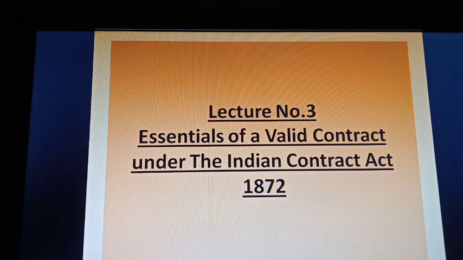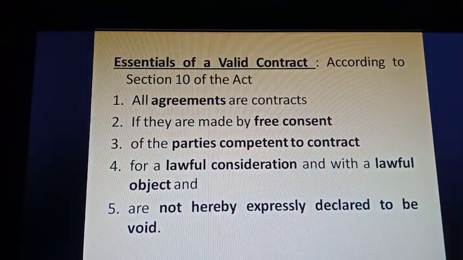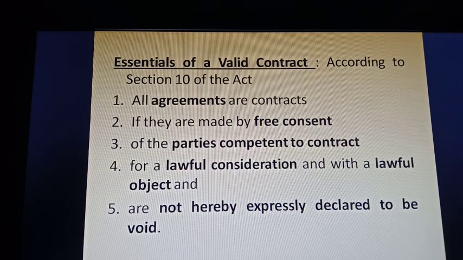Now let us start the video. The essentials of a valid contract have been laid down in Section 10. According to Section 10 of the Act, all agreements are contracts if they are made by free consent. If the agreement is made by free consent, it becomes a contract. But if it is not made by free consent, then that agreement cannot be regarded as a valid contract.